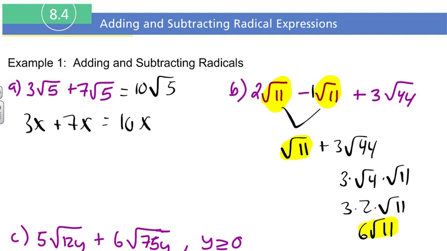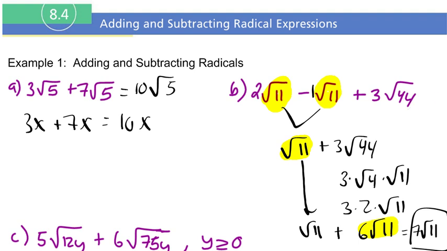So we can combine those together. Okay, so this guy then gets brought down. So we have radical 11 plus this right here. So 1 radical 11 plus 6 radical 11. So that's a 1 plus 6. So our final answer is going to be 7 radical 11. And that would be our final answer.